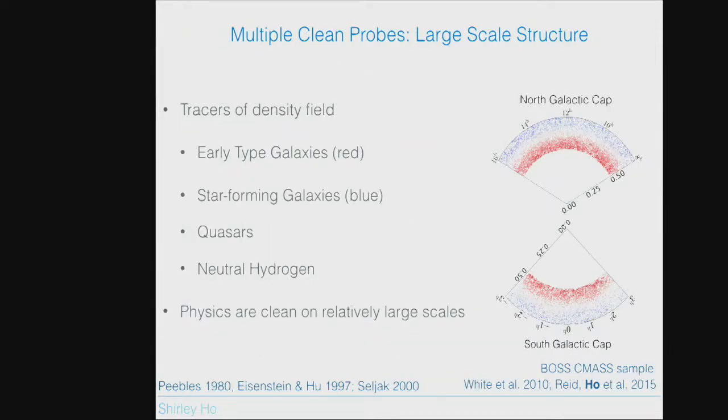How about the other probe that we just talked about, the large-scale structure? We have tracers of the density field that could be early-type galaxies, which are red, star-forming galaxies, which are blue, quasars, which are supermassive black holes accreting. And there's neutral hydrogen traced by things like the Lyman alpha forest that you might have heard of before. For those who have never heard of what the Lyman alpha forest is, it's basically the shadow cast by neutral hydrogen on the light coming from the supermassive black holes.